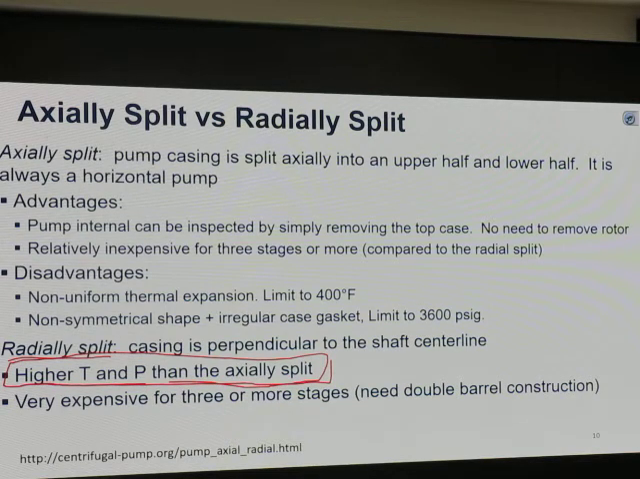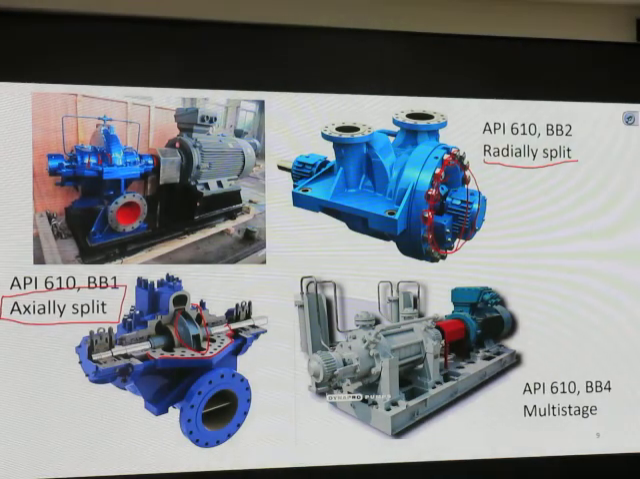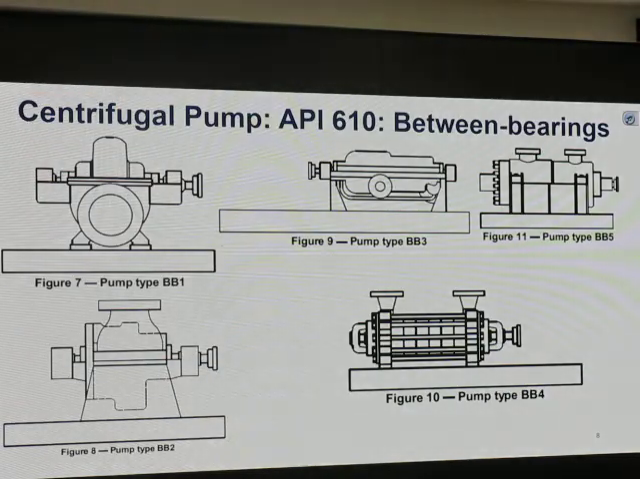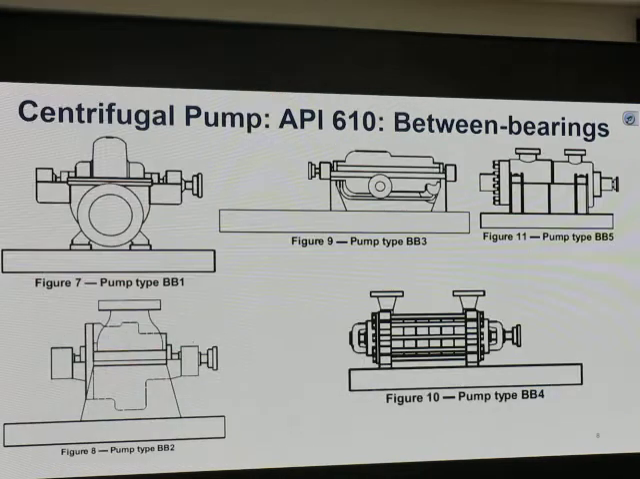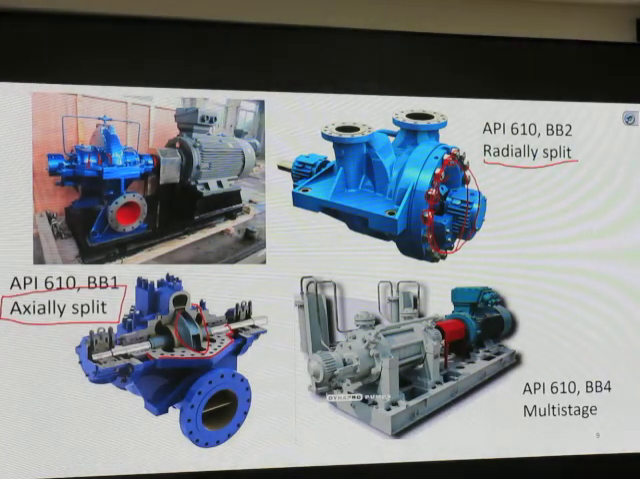When we look at this centrifugal pump, as you know, it has several shapes. It comes in different forms, but eventually you see the bolts over there. So this time, is it axially or radially split?